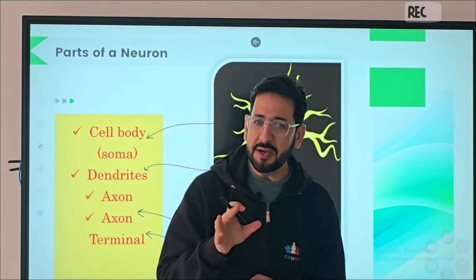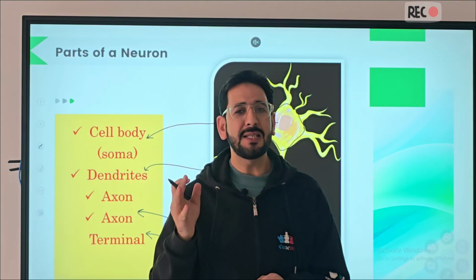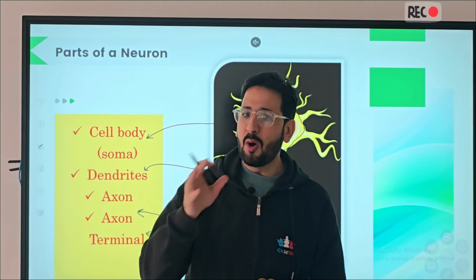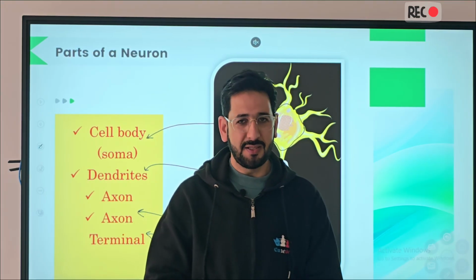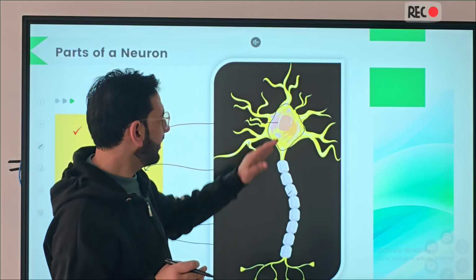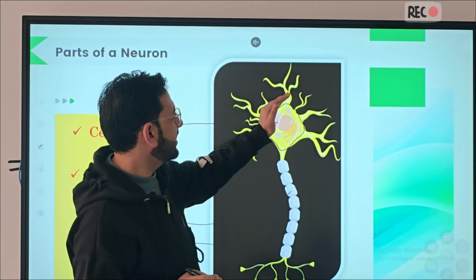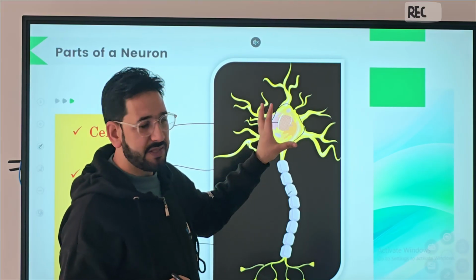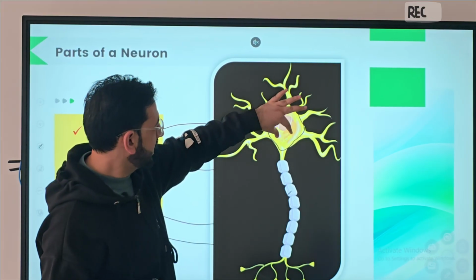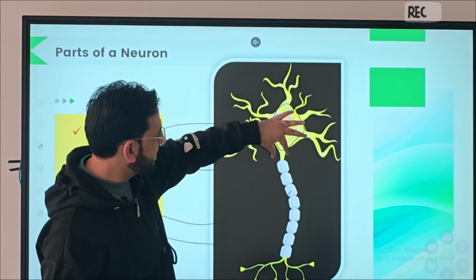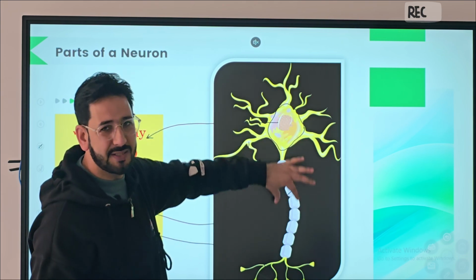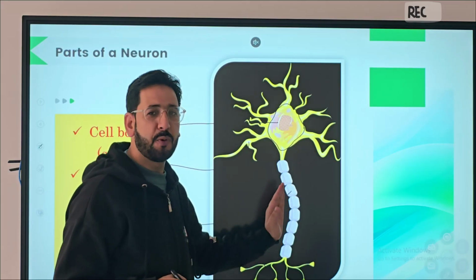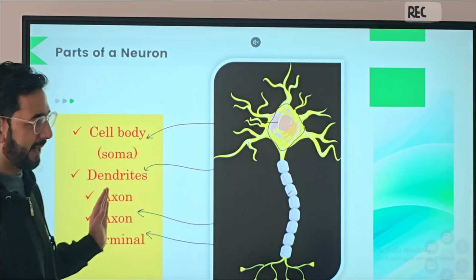The first part is the cell body. Like every other cell, it also has the nucleus and other important cell organelles. The second thing, from the cell body are arising these extensions, these branches, these processes, and they are called the dendrites. The third thing, from the cell body itself, there is another branch and another process arising, and this is called the axon, and the terminal part of the axon is called the axon terminal.